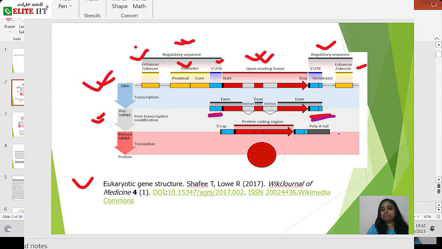If you consider the mRNA, UTR region is present, then a 5 prime cap is added and a poly A tail is added at the 3 prime position, and this is the 5 prime position. This is the maturation process of the mRNA. Exons are joined, where the introns are removed from the pre-mRNA by the splicing process. And finally, protein is synthesized. From one mRNA, only one protein is synthesized. That is for the eukaryotic system.